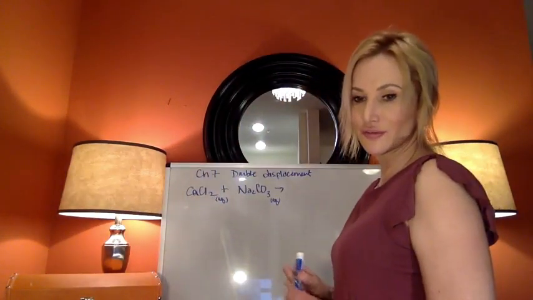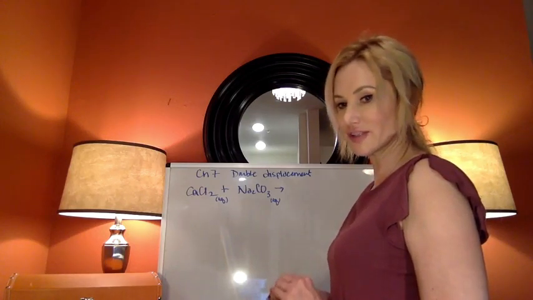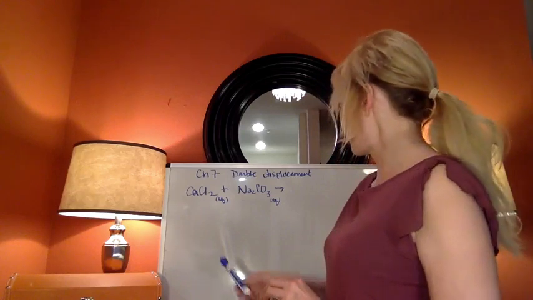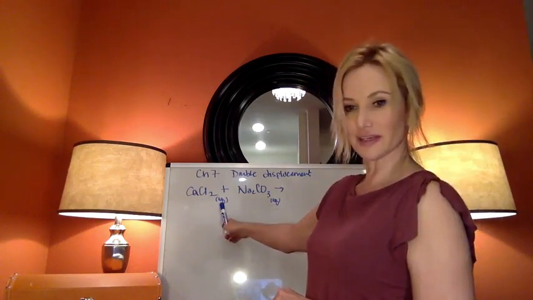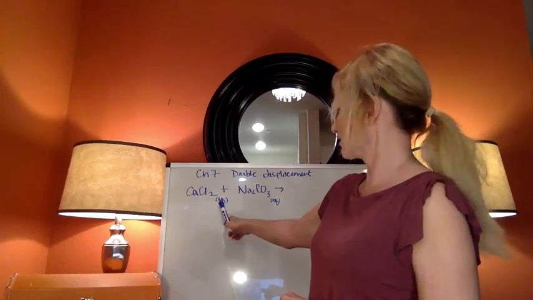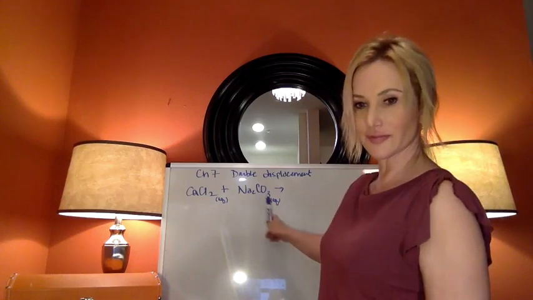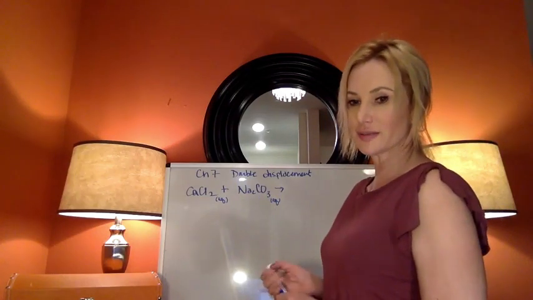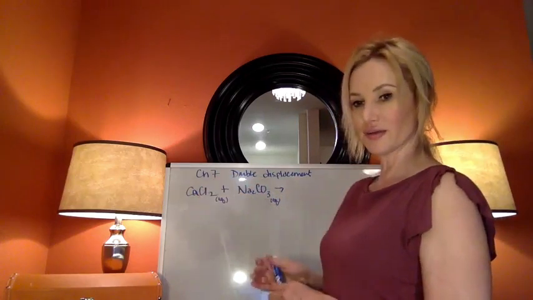Class, we are going to cover Chapter 7, Predicting Double Displacement Reactions. As you can see right here, we have calcium chloride, aqueous, meaning it's totally dissolved in water, it would look clear. And then we have sodium carbonate, aqueous. And typically in double displacement reactions, your reactants are aqueous.